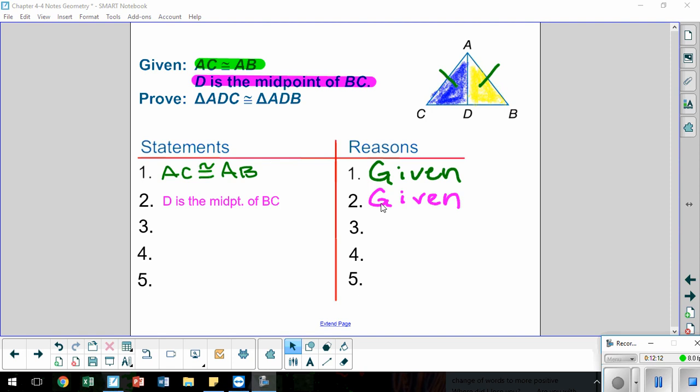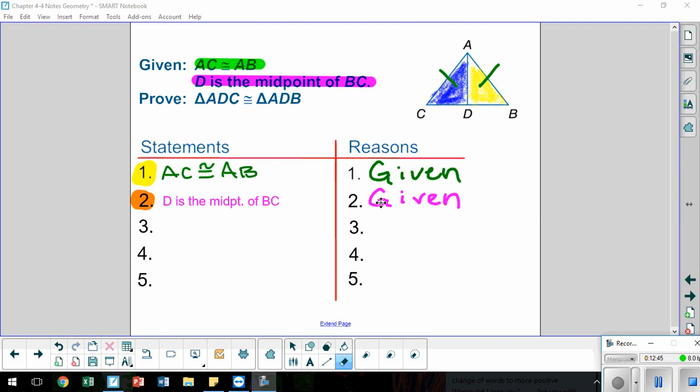So let me make this very clear. This statement, number one, right here, is a dead end statement. That stops, there's no ifs, ands, or buts about it. This one, the second statement, is not a dead end. It gives us something else, so we have to figure out what that something else is.